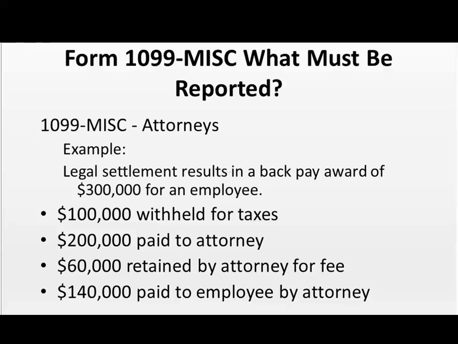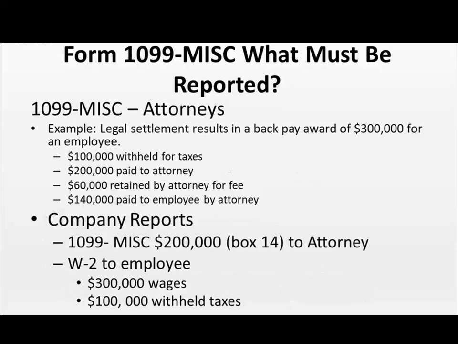The employer withholds $100,000 for taxes, sends the remaining $200,000 to the attorney because that's the way the agreement works. They don't pay the employee directly, they pay through the attorney. The attorney then takes out $60,000 in this particular case for the attorney's fee, and the remaining $140,000 gets paid to the employee by the attorney.